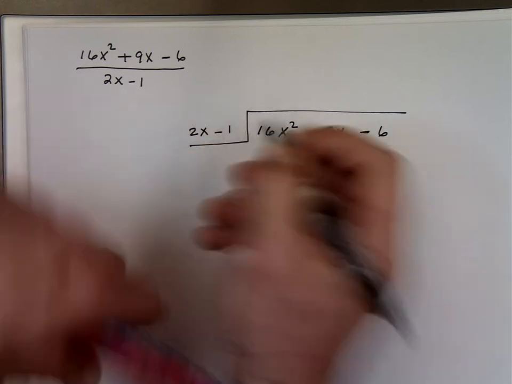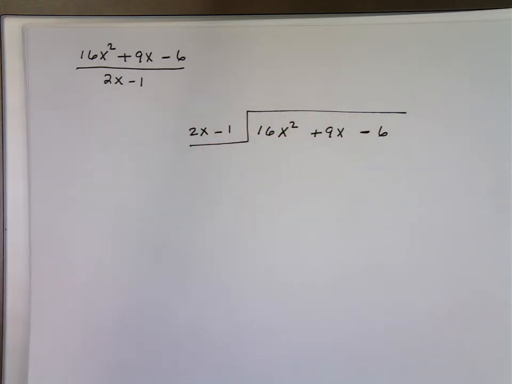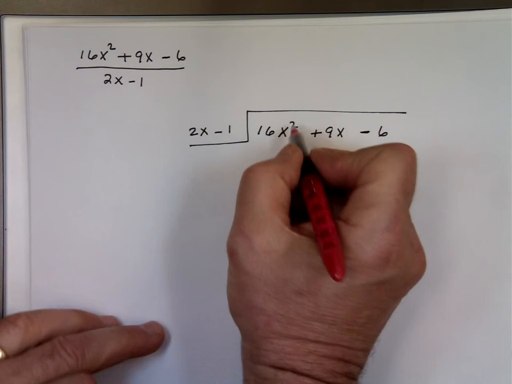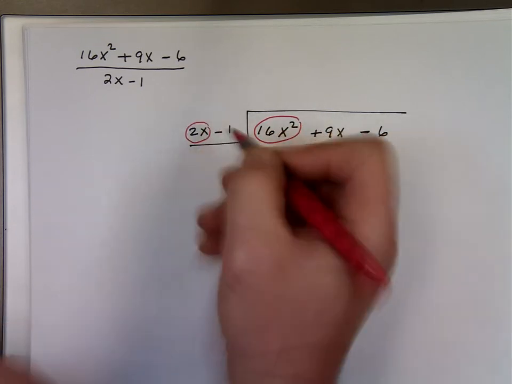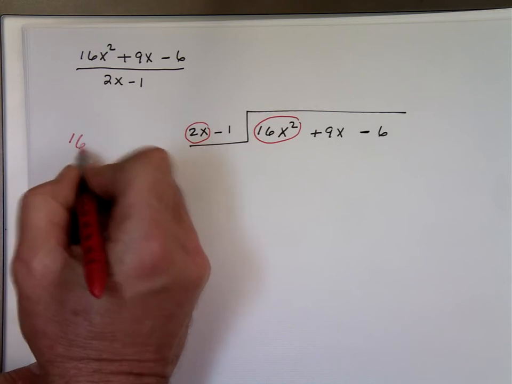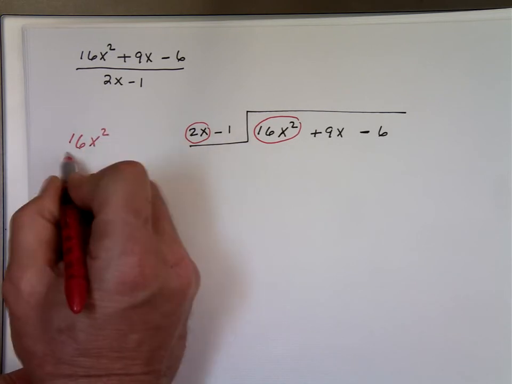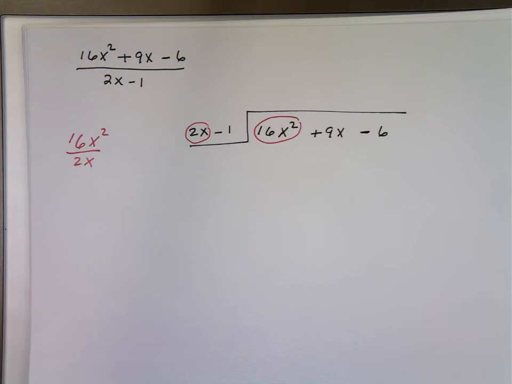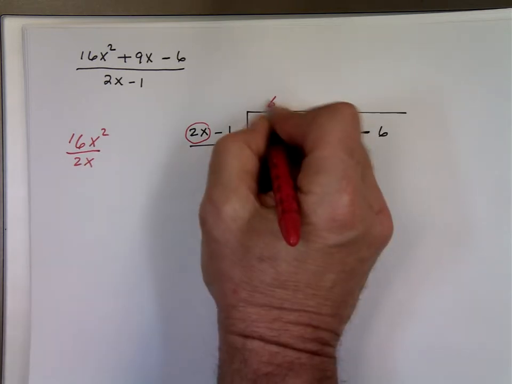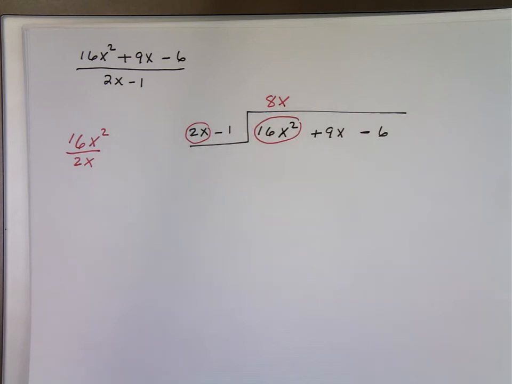You're always going to start with these two. What is this one divided by this? So I'll go to the side. What is 16x squared over 2x? 16 divided by 2 is what? 8x. Yep, the answer is 8x. Very good. You divide the numbers, subtract the exponents.